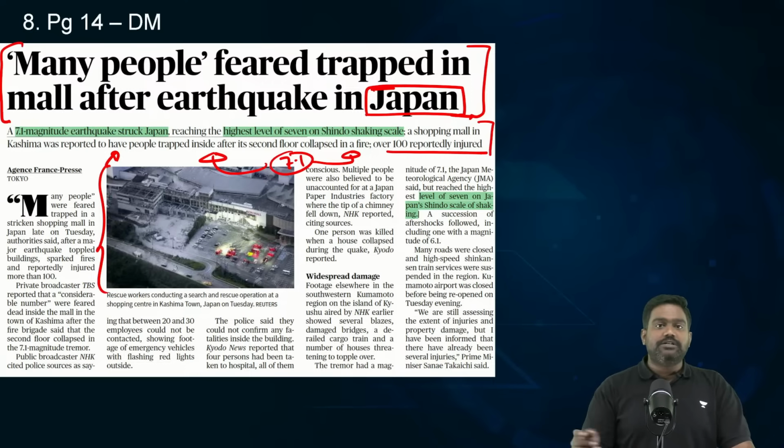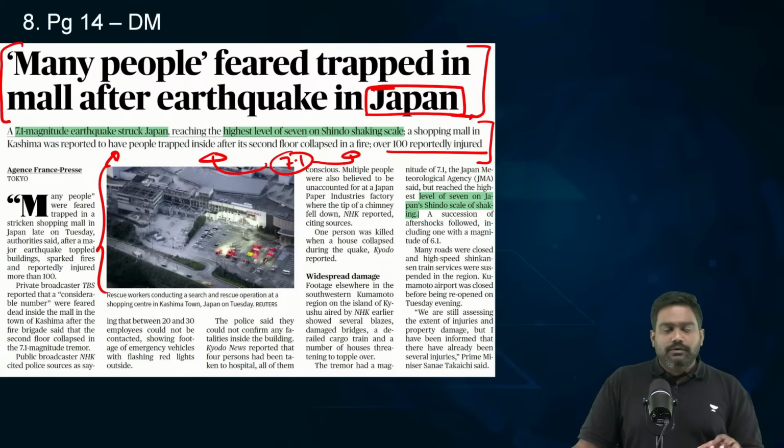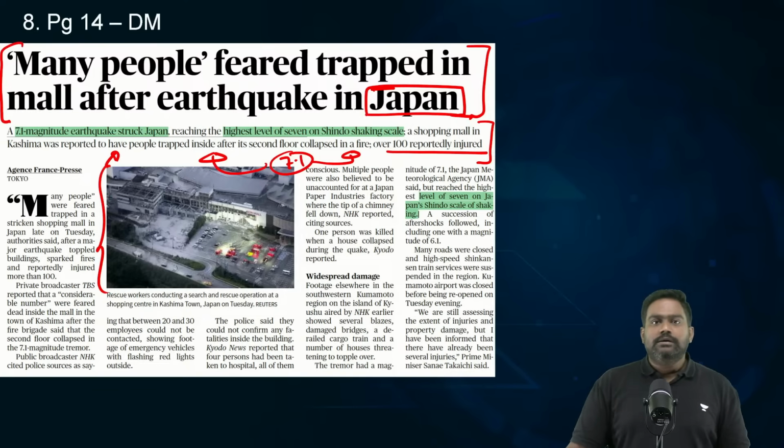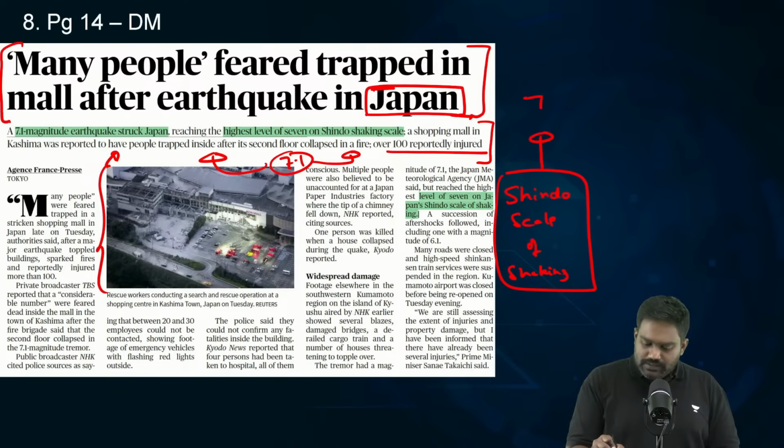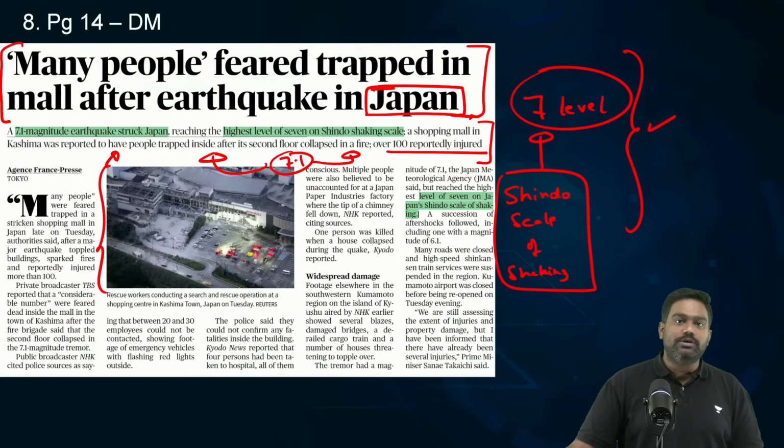So as the rescue efforts are underway, this article introduces us to a Japanese disaster management system, which is called the Shindo scale of shaking. On the Shindo scale of shaking, level 7 was registered during the 7.1 magnitude earthquake.